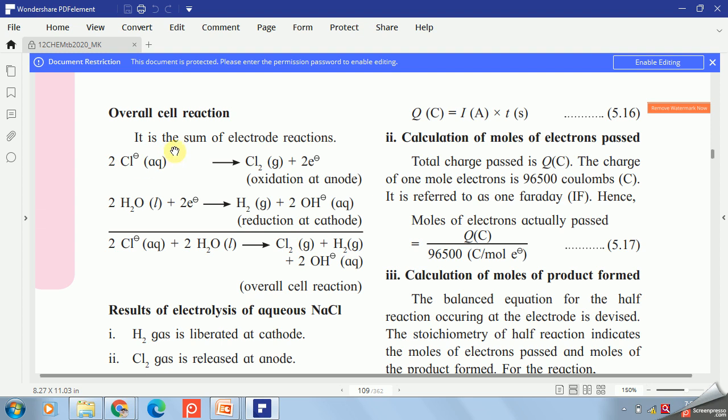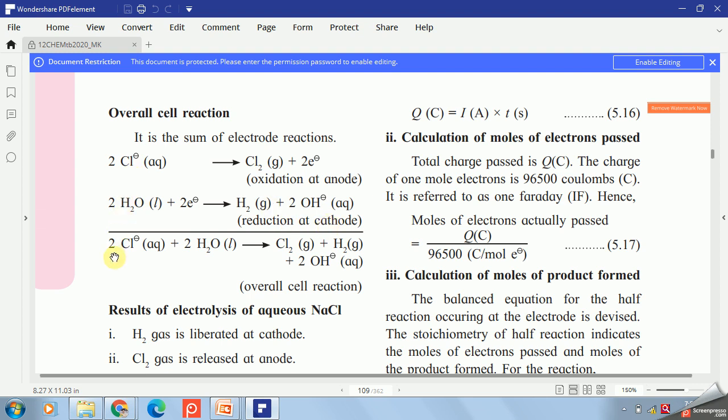So what is the overall cell reaction? First one is at the anode: 2Cl⁻(aq) gives Cl₂ gas plus 2e⁻, and it is oxidation because of loss of electrons. The second reaction is 2H₂O(l) plus 2e⁻ gives H₂ gas plus 2OH⁻(aq). Here gain of electrons means reduction, and this reaction takes place at the cathode.